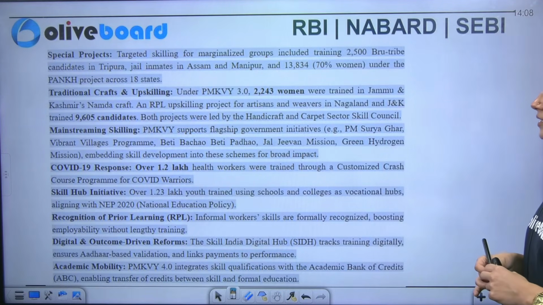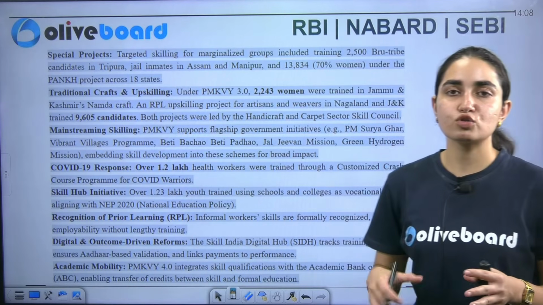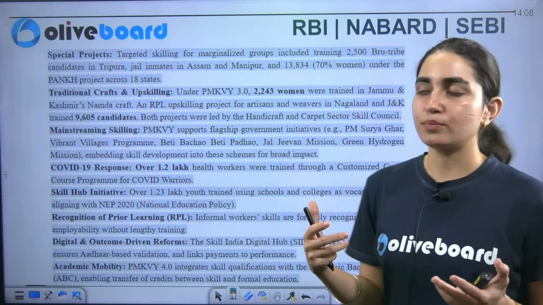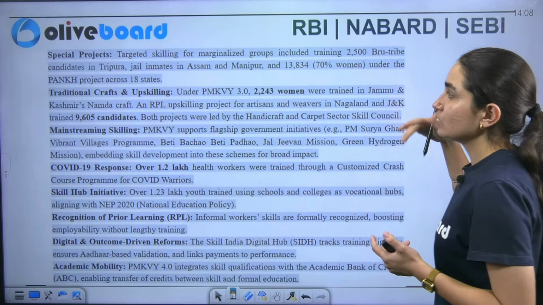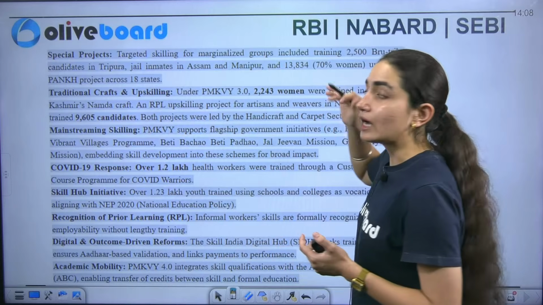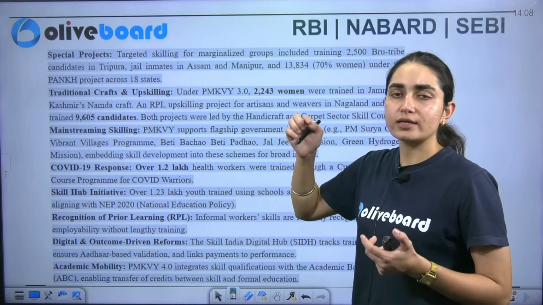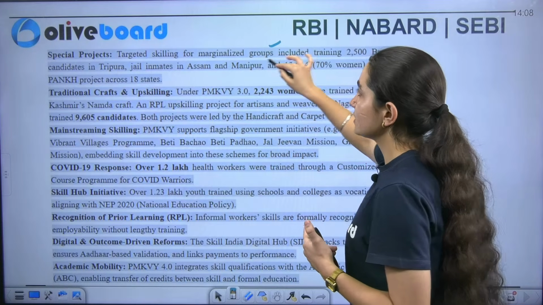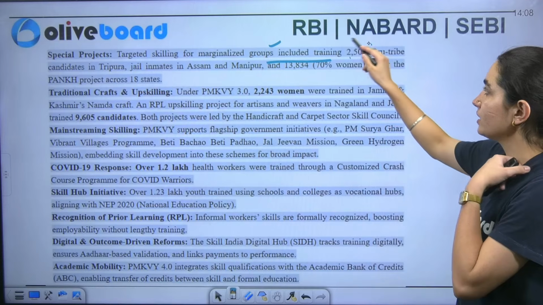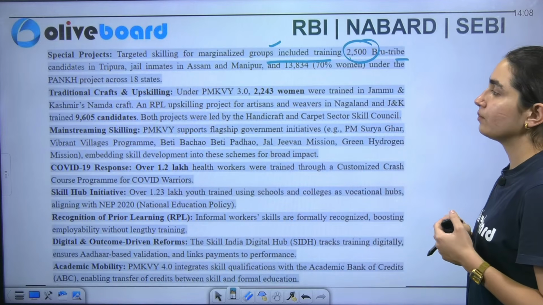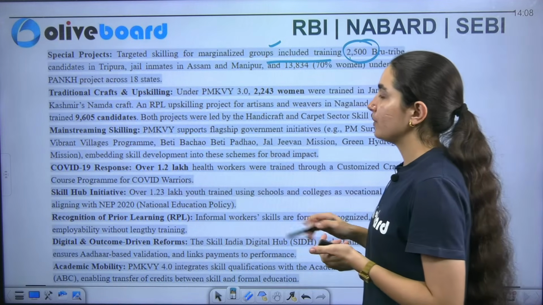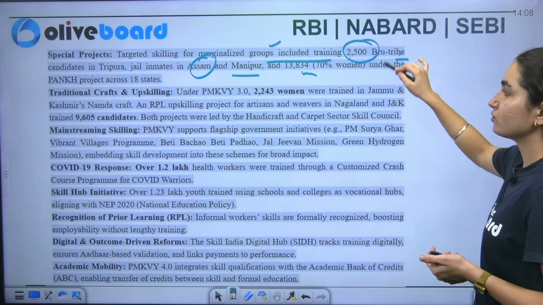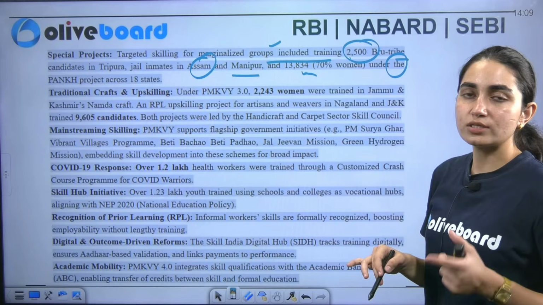Now we are going to talk about the data, which completely talks about the special projects, maybe that prior learning, one recognition of the prior learning and the other areas also. So this includes सबसे पहले special projects जिनका target क्या है, हमारे जो marginalized section of society है उनको target करना, जो कि कुछ ना कुछ special treatment जो है that need. So target skilling for marginalized group including training 2500 of Bru tribe candidates in Tripura, jail inmates and in Assam and the Manipur, and 13,834, 70% of women under this particular PUNK project across 18 states.